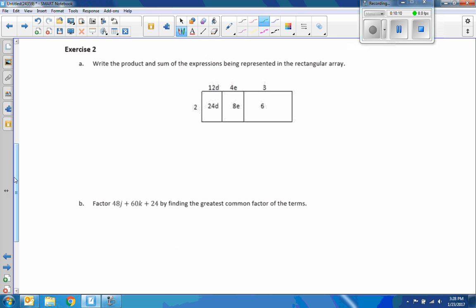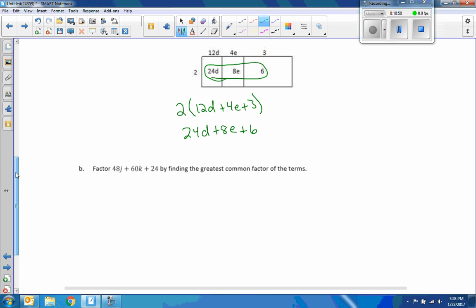Exercise 2. Write the product and sum of the expressions being represented in the rectangular array. So we're taking the width times the length. So that's one way. Or I could just take what's already been done in here and put plus signs in between, which is 24D plus 8E plus 6. So that's the product and sum of the expressions being represented in the rectangle. Either way.